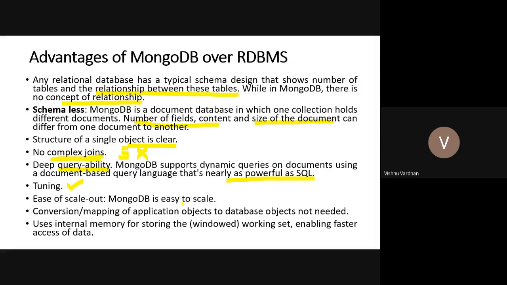Easier to scale out. It is very easy to scale out because if you work on a very big project, the number of users is going to be very high, and then scalability is the first issue that you are going to have. MongoDB is meant for scalability, so you can have good performance even with a large number of customers for your applications. Then, conversion mapping of application objects to database objects is not needed. Sometimes we need mapping or conversion from one feature to another in RDBMS, but this is not required in MongoDB.